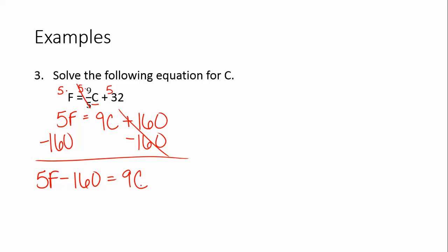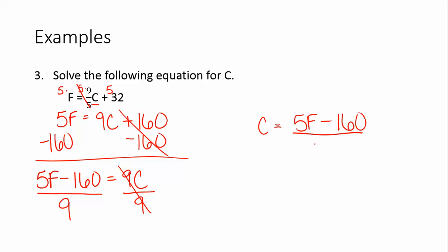Still trying to isolate c, or solve the equation for c, so we need to divide both sides by 9. On the right-hand side, those 9's will cancel. On the left-hand side, we actually can leave it just like it is. So our final answer, solving the equation for c: c equals 5f minus 160 all over 9.